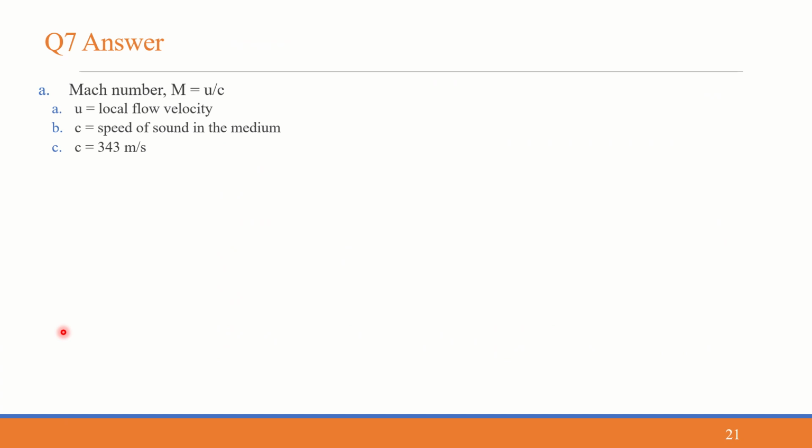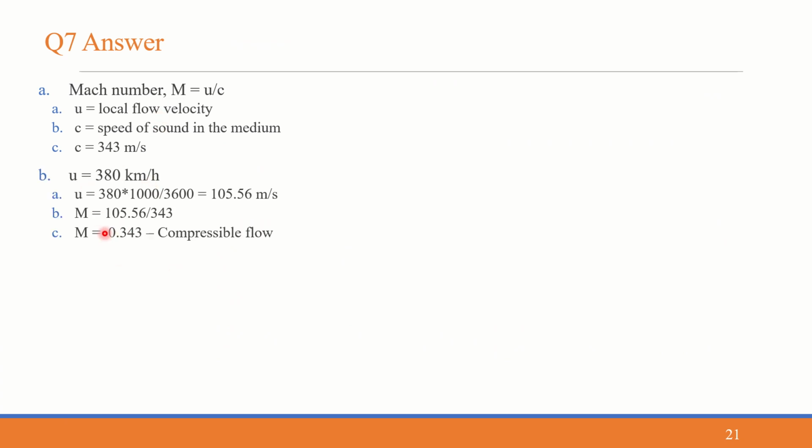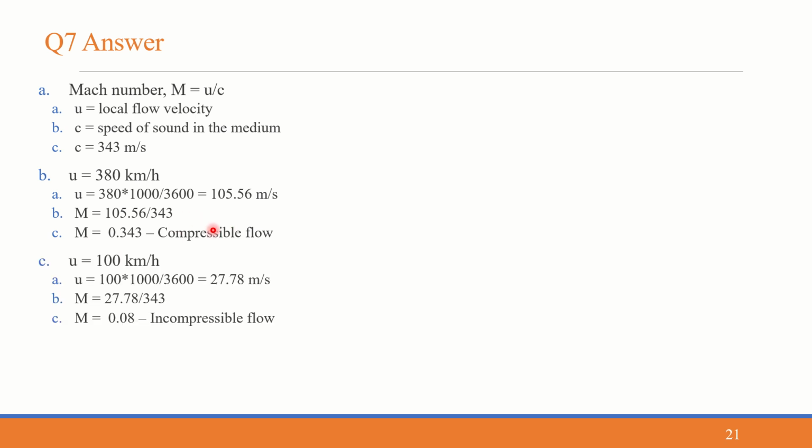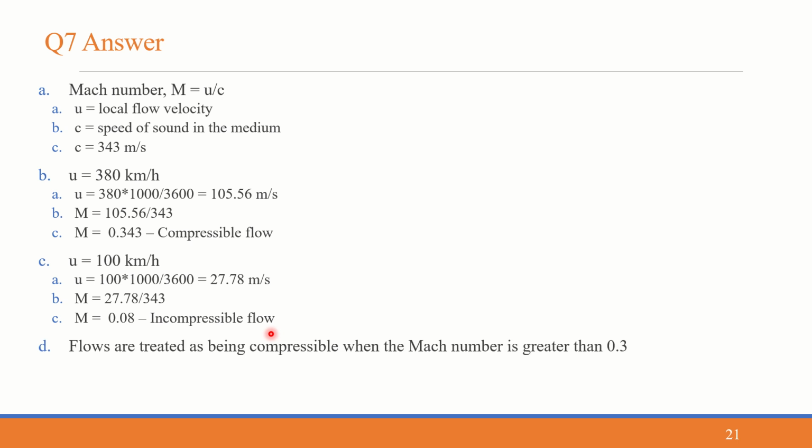So that is the thing. We calculate the Mach number, and for the first case we get about 0.3 Mach number, so we call it a compressible flow. In the second case we get Mach number as 0.08, so we call it incompressible flow. Flows are treated as being compressible when Mach number is greater than 0.3.